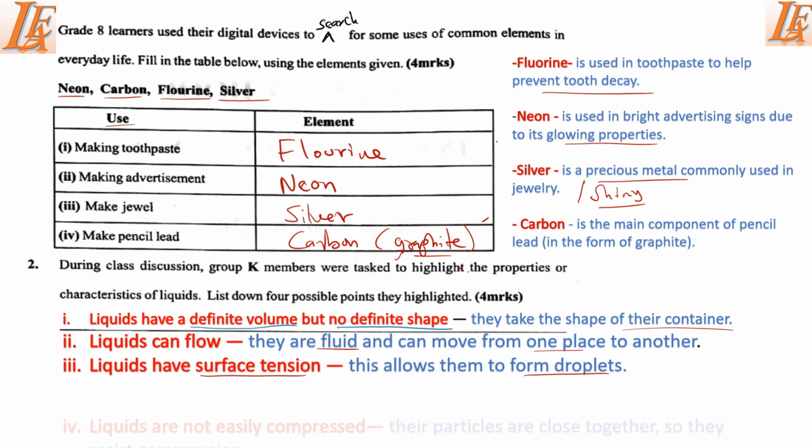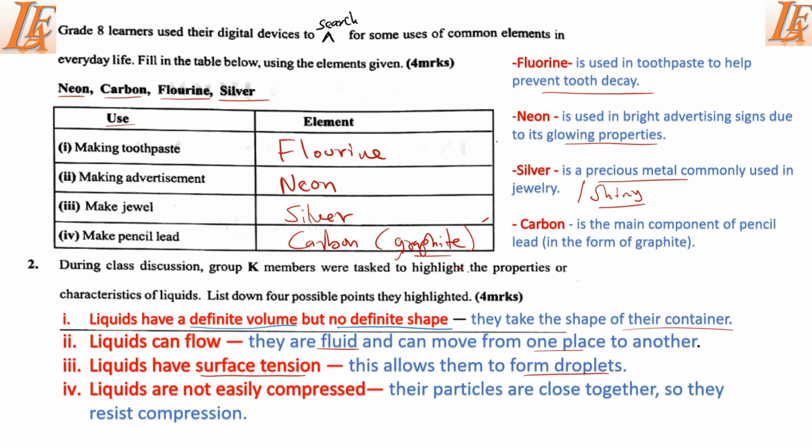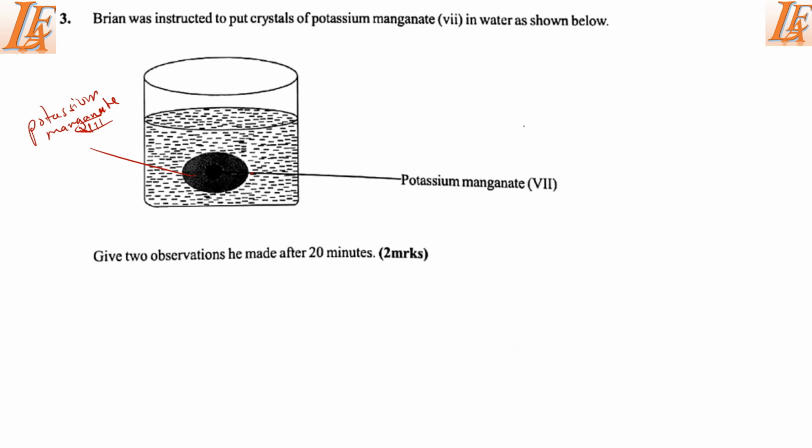Then the fourth property that they gave is that liquids are not easily compressed. You cannot compress a liquid easily. This is because their particles are almost close to each other. Therefore, they resist compression. The question, Brian was instructed to put crystals of potassium manganate 7 in water as shown below. So here in this case, we have potassium manganate 7. So the question is, give 2 observations he made after 20 minutes.